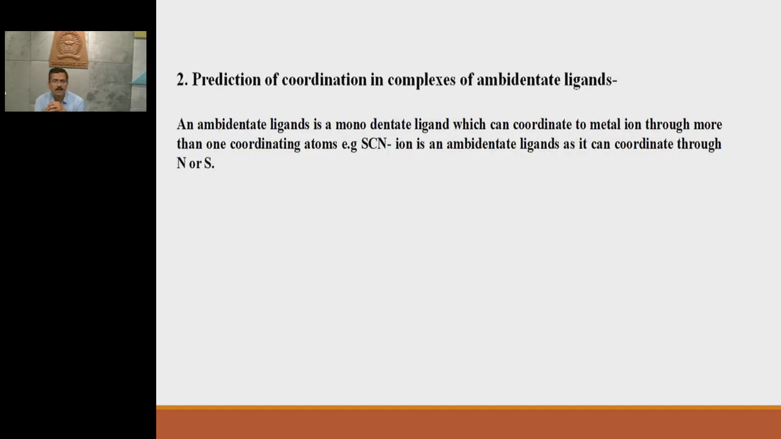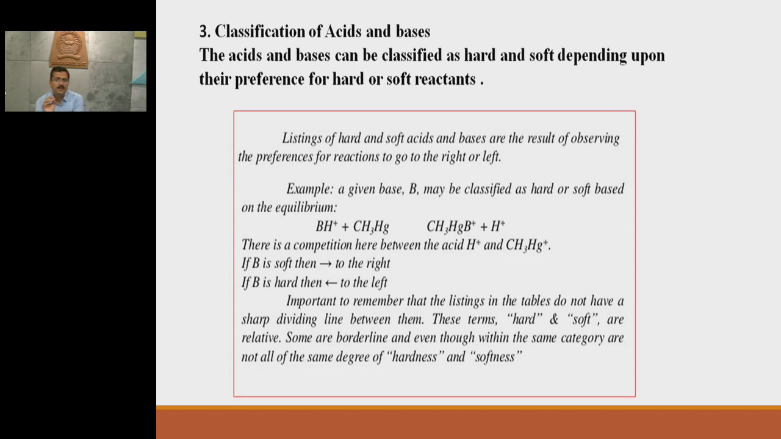This is also one simple way of understanding the ambidentate ligand. An ambidentate ligand means a ligand which has the ability to bind through more than one atom. They can coordinate through one or more atoms in that ligand. So SCN, in which S and N act as an ambidentate ligand. It is a monodentate ligand but has the ability to coordinate through sulfur and also nitrogen. That would happen in this way. Then we have to see how we classify these acids and bases.